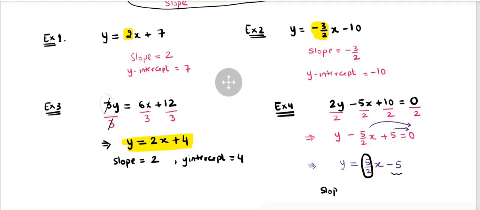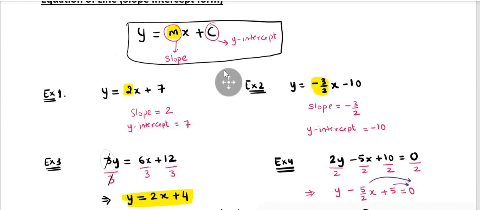So we get slope as 5 over 2 and y-intercept as minus 5. Remember, the main thing to find the slope and intercept of an equation of line is to always convert it into this standard form. Once you do this, then only you can compare and get your answer.